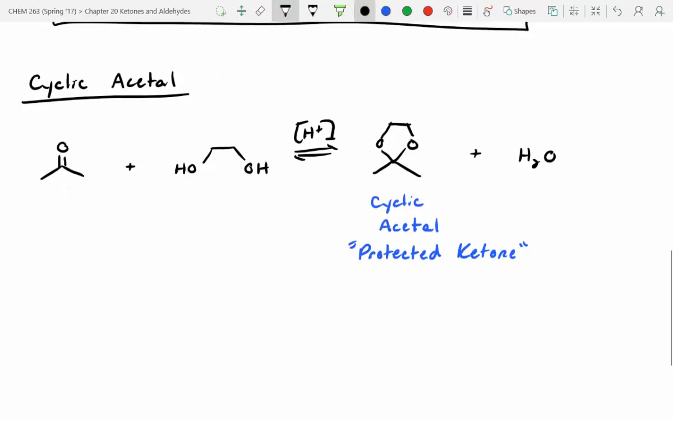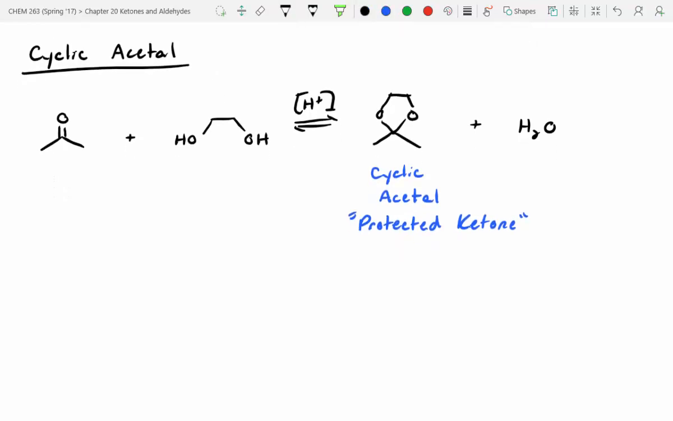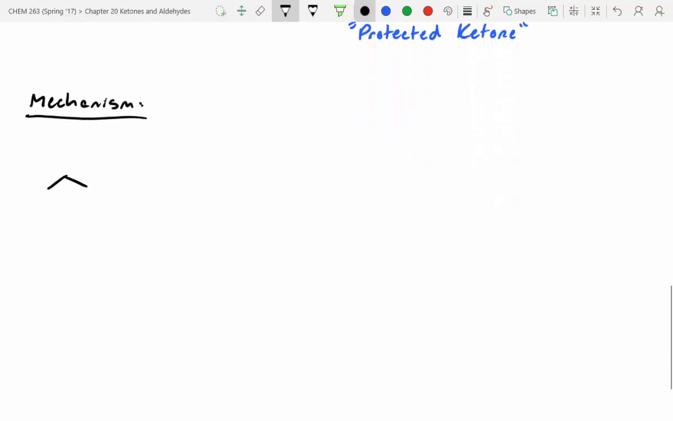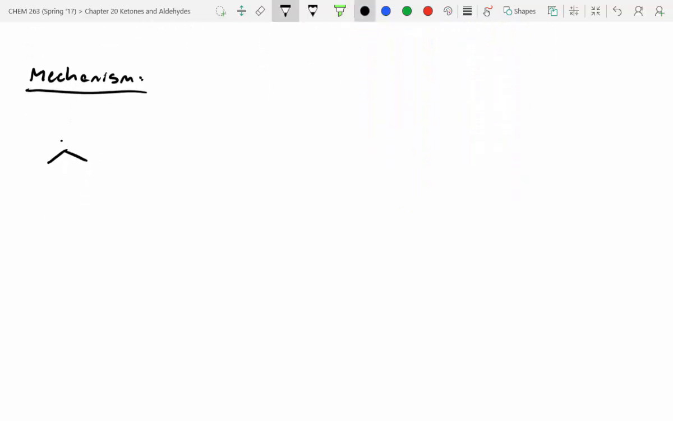So let's briefly do the mechanism for practice. And just like before, I want you guys to try to figure it out on your own first, and then we'll double check as a class.